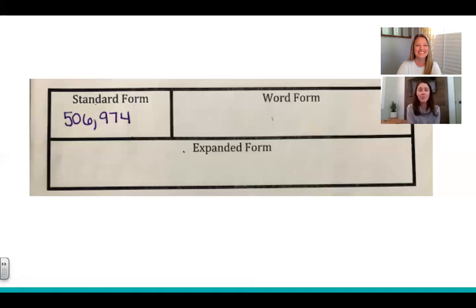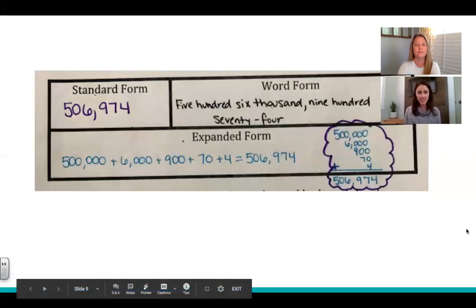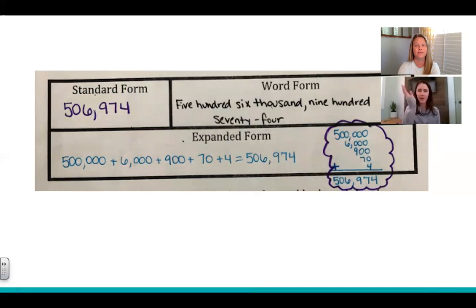All right, so the number we're talking about today is 506,974. So standard form is just written like a normal number. So standard form, think of it as number form, that's it. All right, and then moving on to word form, how you say the number out loud, 506,000. When you say that last name, the place value where it's sitting, that's when the comma comes in, 974.